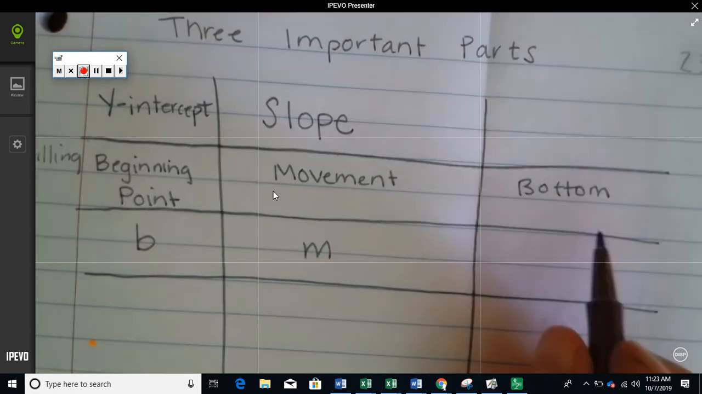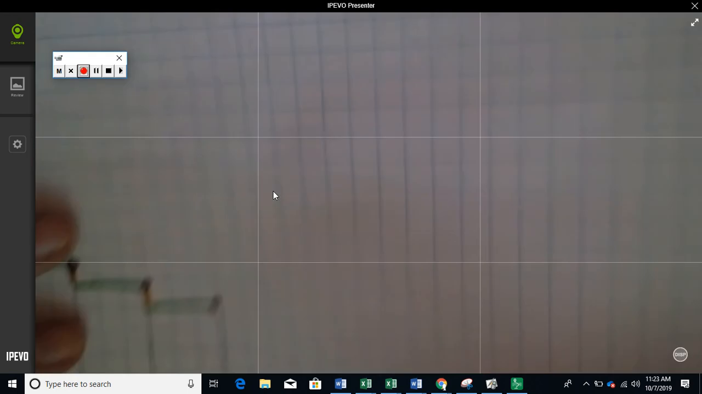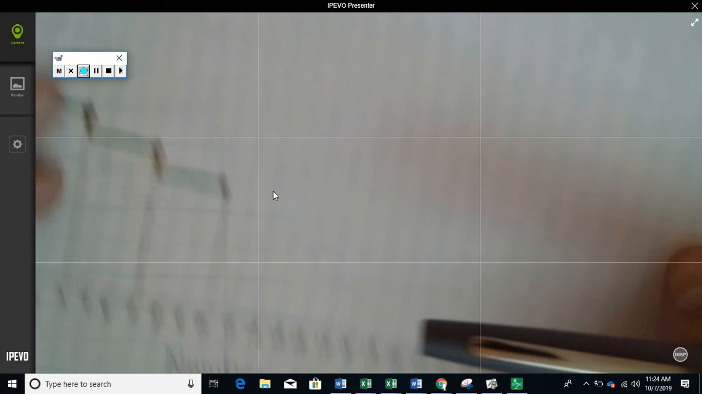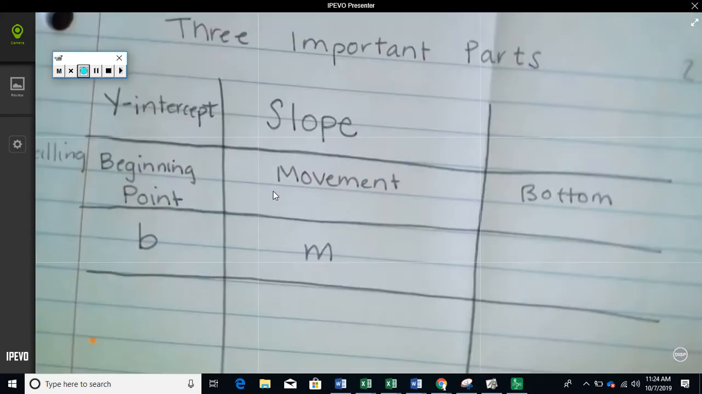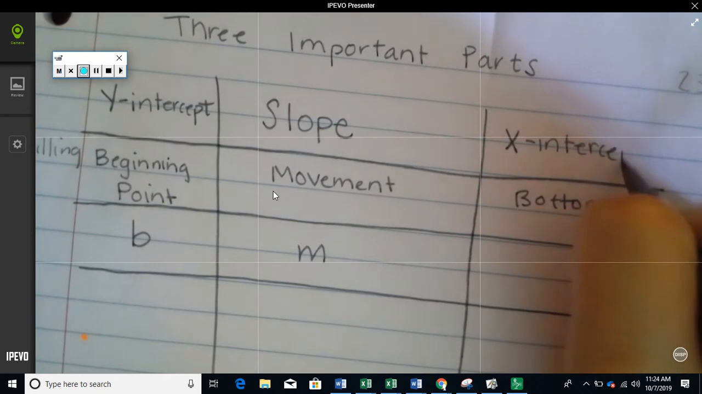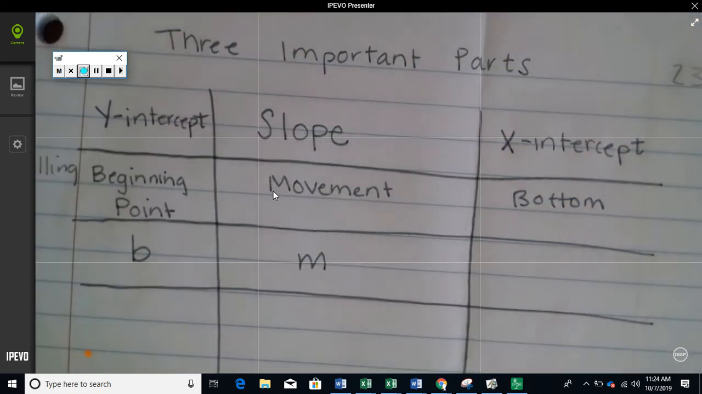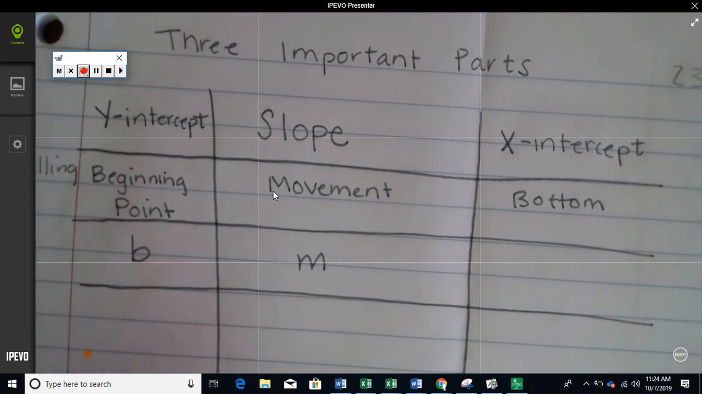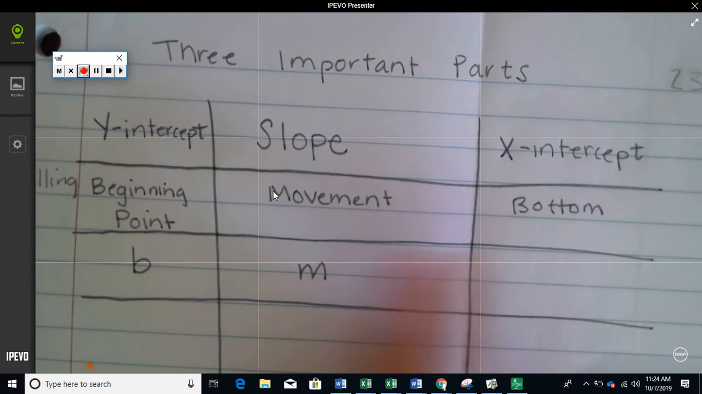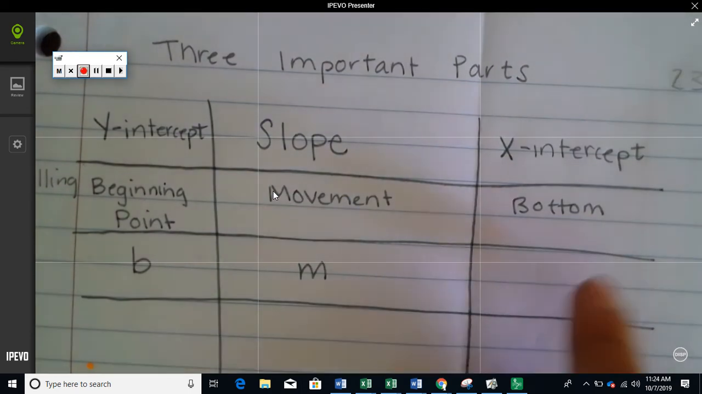Now for the bottom is when they reach the bottom. When they reach the bottom, they're on the x-axis. So what do you think that math word is? Exactly, x-intercept. So these are what we're going to talk about for the rest of the year. They are going to be crucial. They're so important for linear functions. You have to know how to find them. You have to know which ones they are. There is no symbol for the x-intercept. Okay, there's symbols for the rest of them, but there's no symbol for this one.